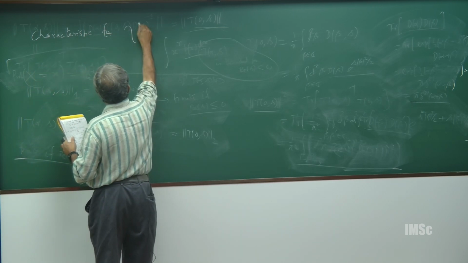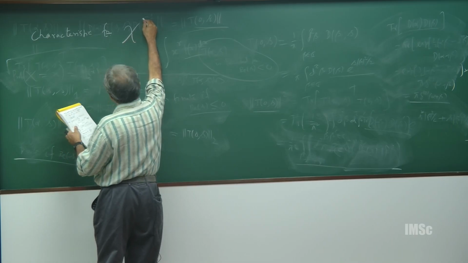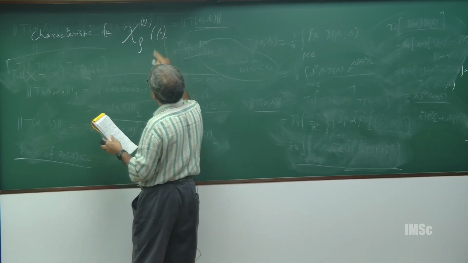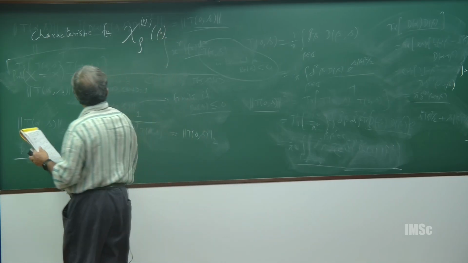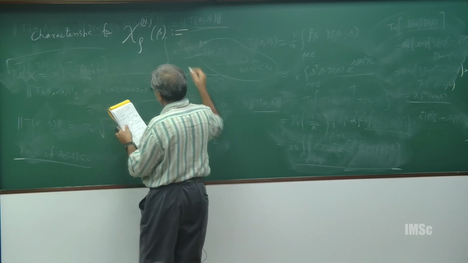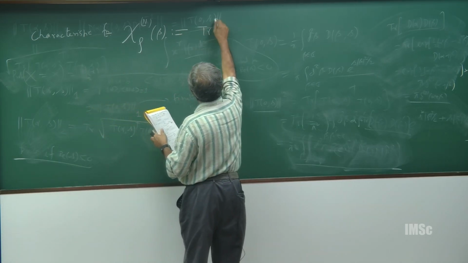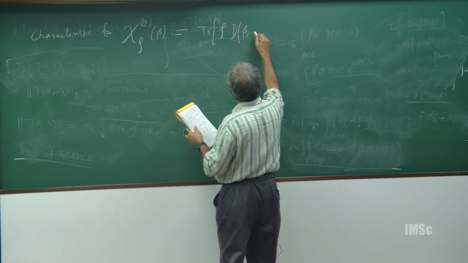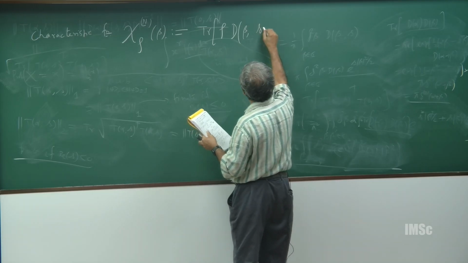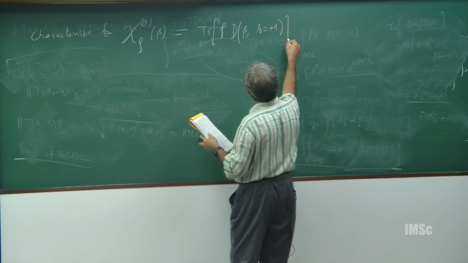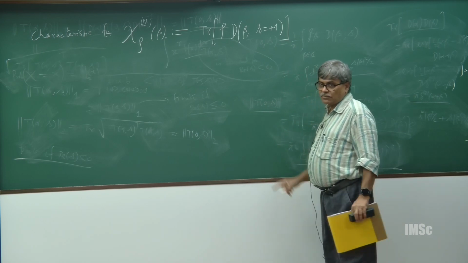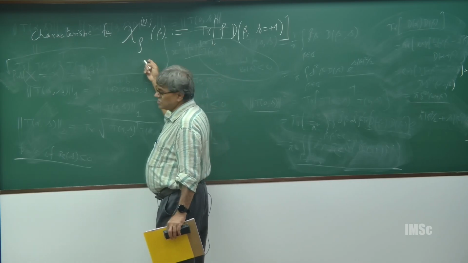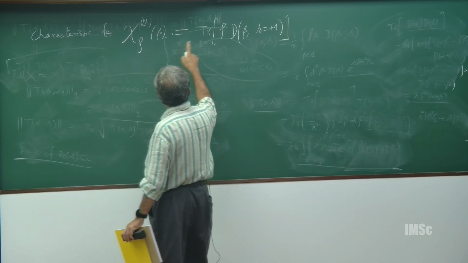corresponding to normal ordering. I call it chi, normal ordering corresponding to a rho, and this is a function of a complex number beta. And how do you define it? The definition is that you take the trace of your rho and then this displacement operator D of beta, and now it is normal ordering, so s's value should be equal to plus 1. This is how we define the characteristic function corresponding to the normal ordering.